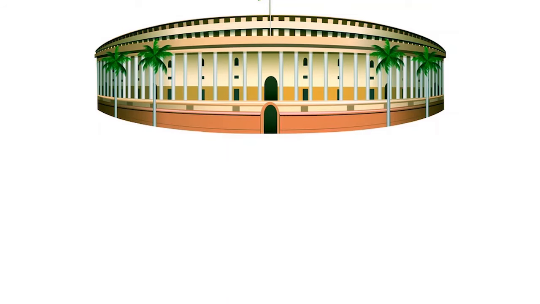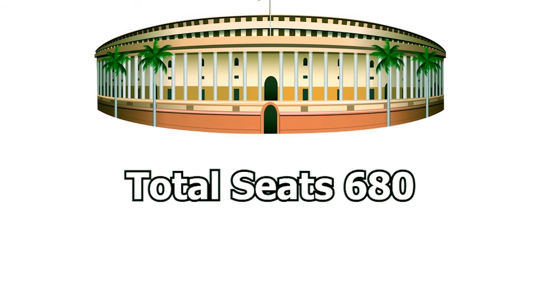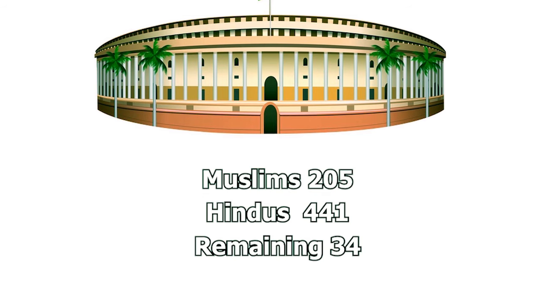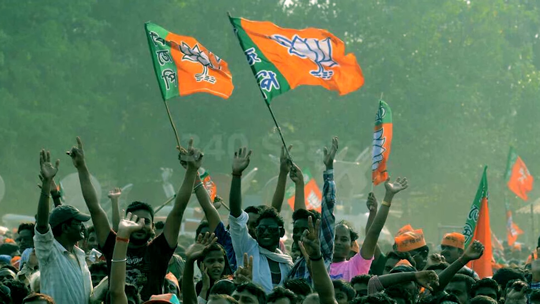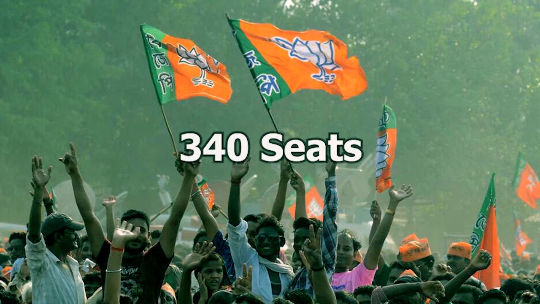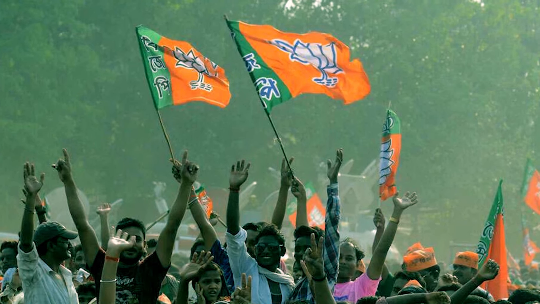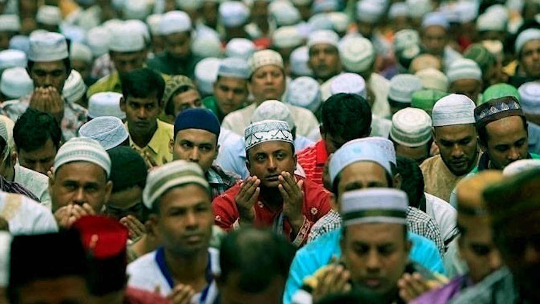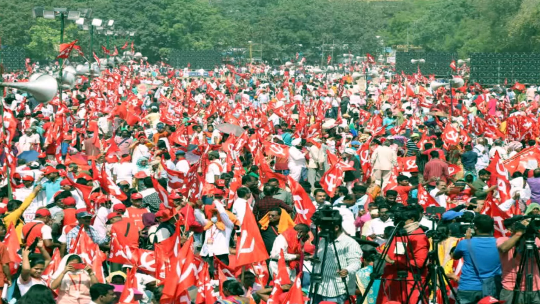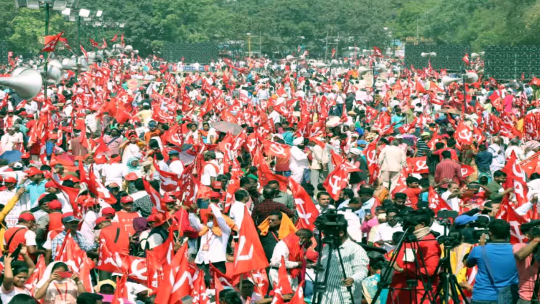The Indian Assembly would consist of a total of 680 seats, with 205 allocated for Muslims, 441 for Hindus, and the remaining 34 for other religions. Securing a majority of 340 seats would most likely be achieved by candidates supported by Hindus. The increasing number of Muslim voters in United India would not significantly reduce the influence of Hindu voters.